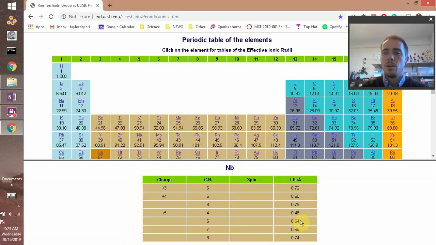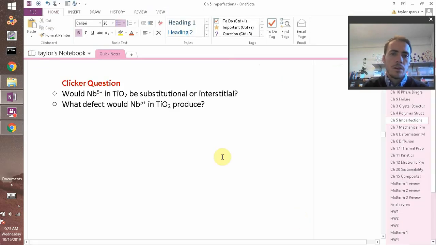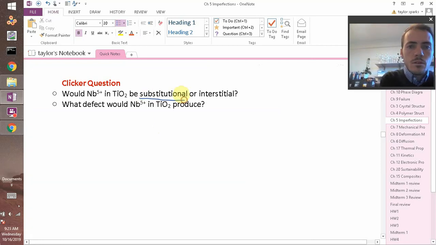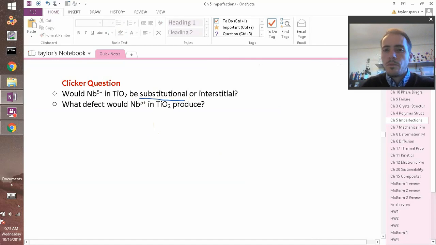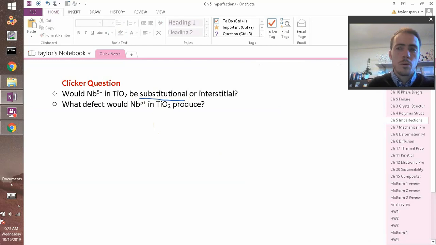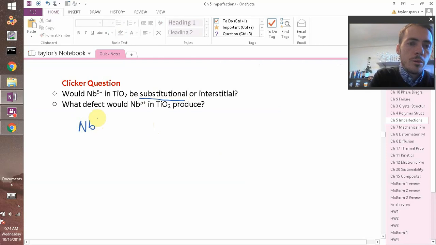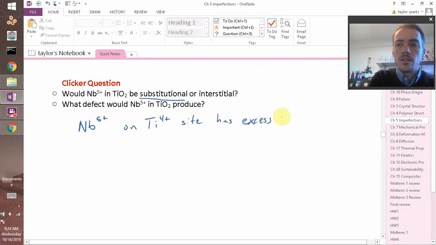If it was way, way smaller, like carbon, nitrogen, hydrogen, things like that, they tend to be more interstitial. So it's probably going to be substitutional. That's the first part of this. Now the next one is, what type of defect will it produce? Well, think about what happens when you put a niobium 5+ on a titanium 4+ site. What does that do to the net charge balance here? Niobium 5+ on a titanium 4+ site has excess positive or negative? It has excess positive charge by 1, okay?